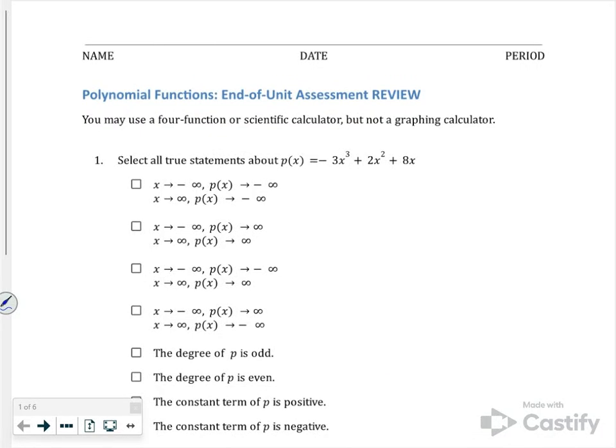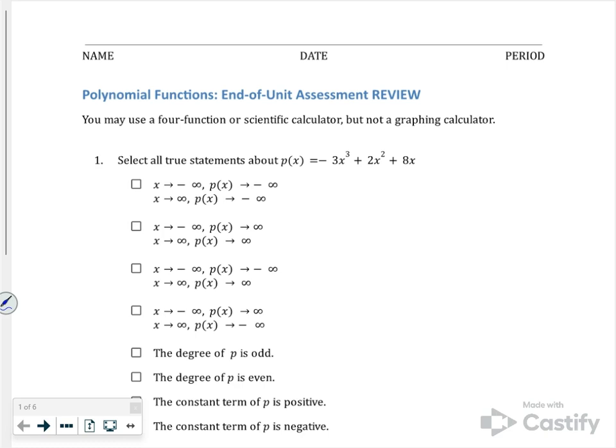Alright, welcome to the Unit 2 end of unit assessment review. I'm going to do a couple problems and then I'll stop the video and make another video every couple problems. So we're going to start this off with question number 1.